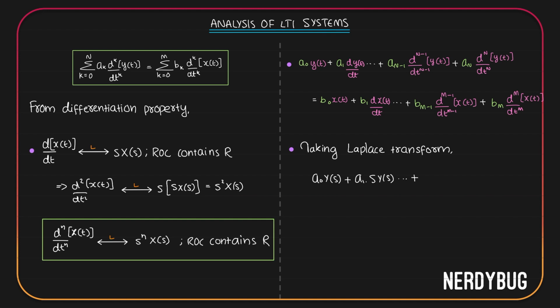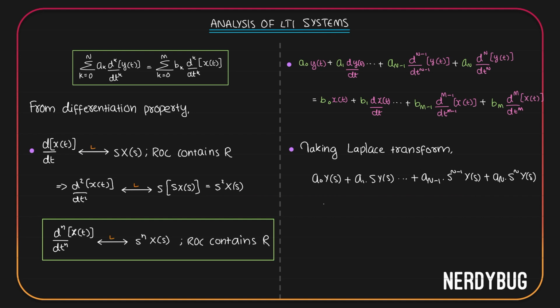Over here, if we take the n minus 1th term, a n minus 1 with n minus 1th derivative of y of t, its Laplace transform will be a n minus 1 multiplied by s raised to n minus 1 Y of s, plus the Laplace transform of the last term will be a n multiplied by s raised to n Y of s.